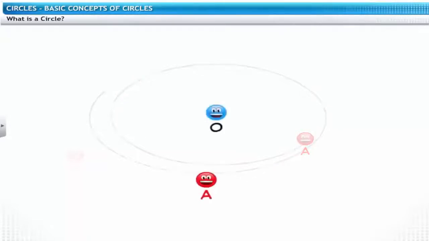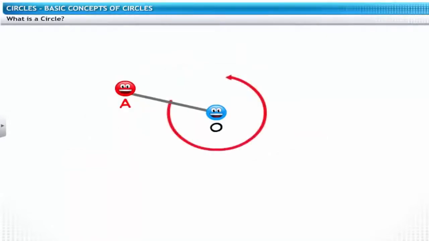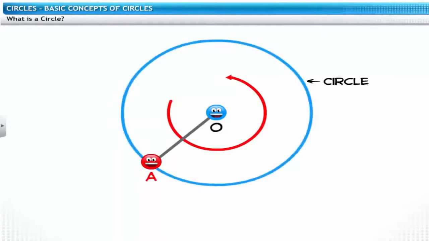Meet Mr. O, a fixed point. We asked Mr. A to move so that his distance from Mr. O always remains the same. For this, we have joined Mr. A and Mr. O with a line. Do you notice any change in Mr. A's movement? The path now traced by Mr. A forms a circle.